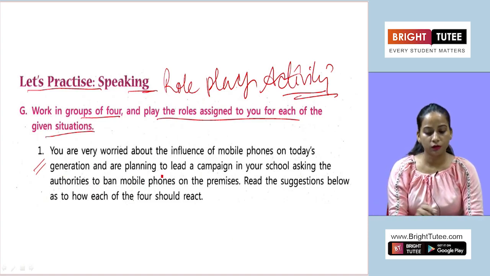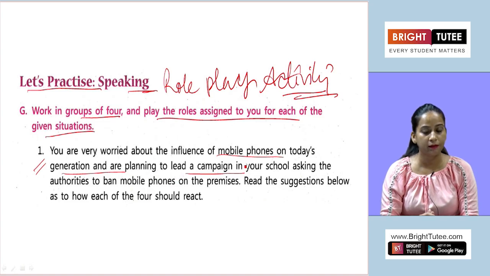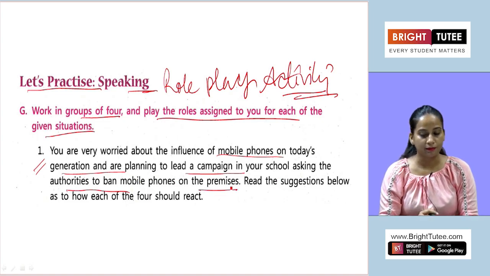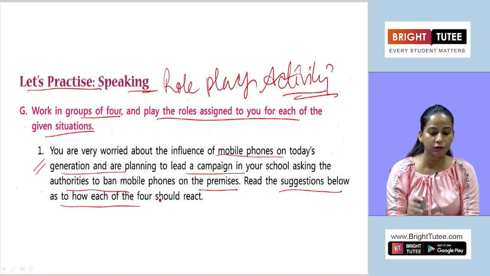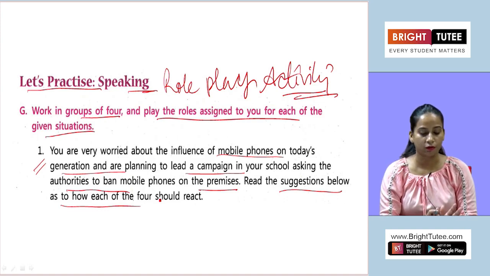You are very worried about the influence of mobile phones on today's generations and are planning to lead a campaign in your school asking the authorities to ban mobile phones on the premises. Read the suggestions below as to how each of the 4 should react. Clear? So you 4 students are in a single group, worried about the influence of mobile phones on today's generation. You are planning to lead a campaign in your school, where you will ask the authorities to ban mobile phones in the school premises, in the school area.